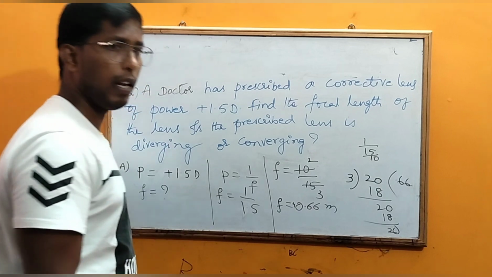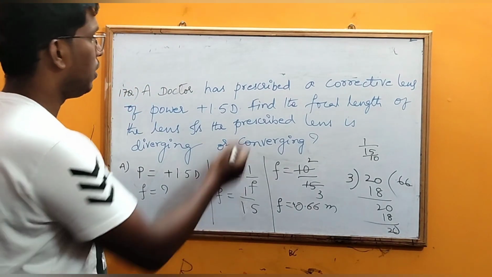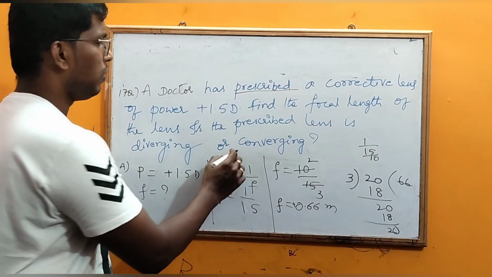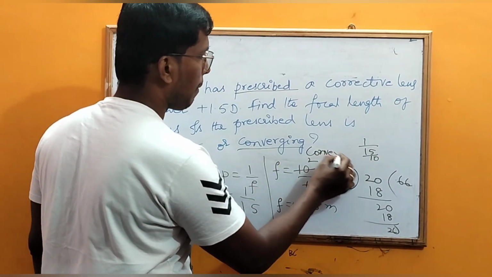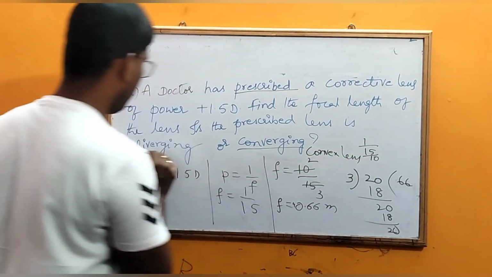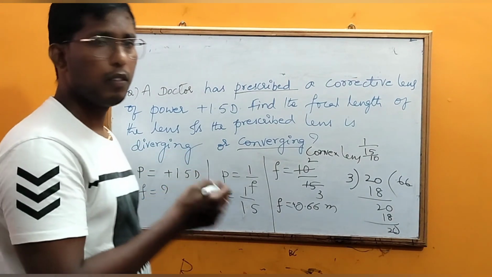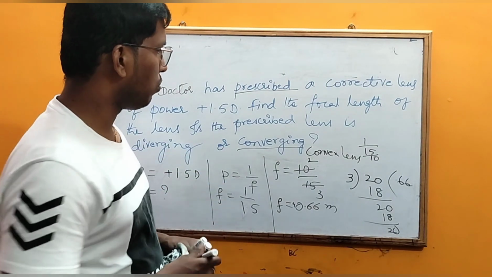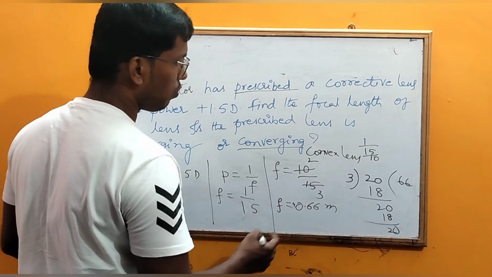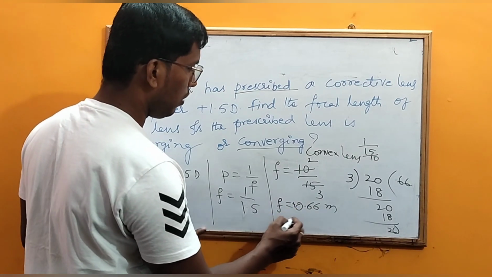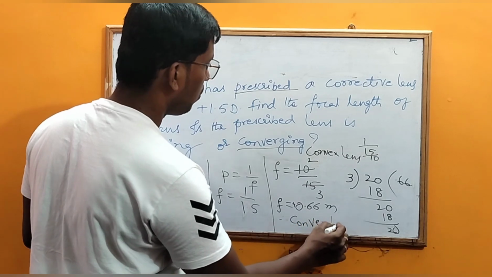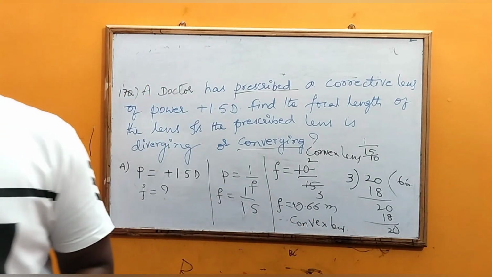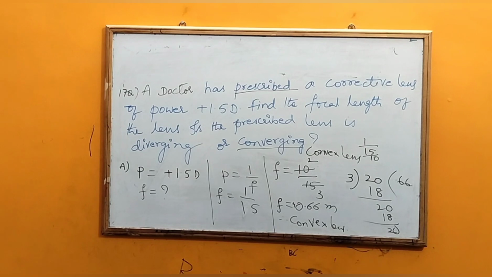Plus. So which lens is prescribed by the doctor? It is the converging or convex lens. Diverging means concave lens. Understood? So the answer is F is equal to 0.66 meters. Therefore, the doctor has prescribed the convex lens to the person. This is an important point that you should remember.